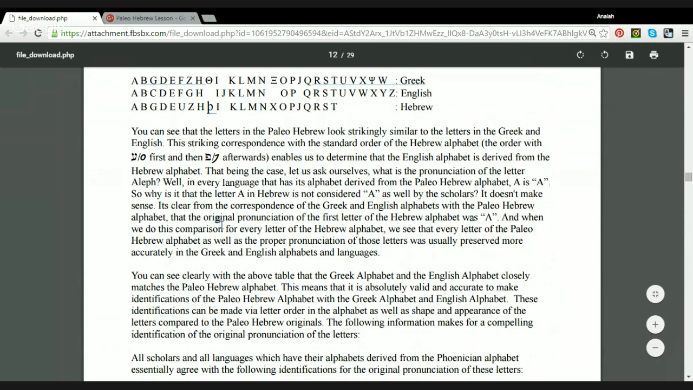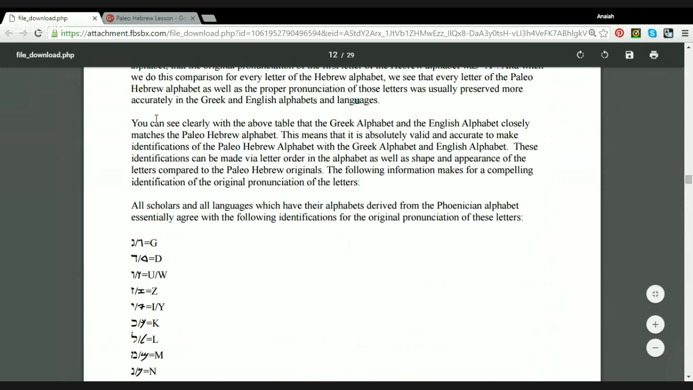And when we do this comparison for every letter of the Hebrew alphabet, we see that every letter of the Paleo-Hebrew alphabet, as well as the proper pronunciation of those letters, was usually preserved more accurately in the Greek and English alphabets and languages. I say you can see clearly with the above table that the Greek alphabet and English alphabet closely match the Paleo-Hebrew alphabet. This means that it is absolutely valid and accurate to make identifications of the Paleo-Hebrew alphabet with the Greek and English alphabets. These identifications can be made via letter order in the alphabet, as well as shape and appearance of the letters compared to the Paleo-Hebrew originals.